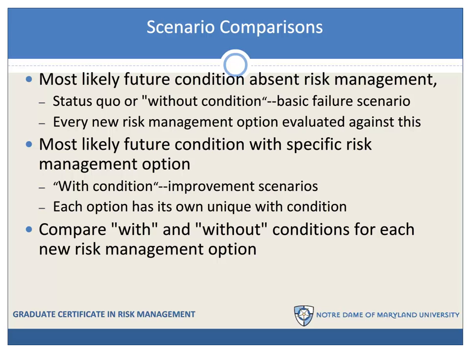There is a most likely future condition with specific risk management options in place, and we would call those futures a with condition. These are improvement scenarios, and there is a with condition for each risk management option that we consider. So for example, if we had 4 different risk management plans that we could implement, we would have 4 different with condition scenarios. Then the idea is to compare the with and without conditions for each new risk management option. Let's illustrate that with a picture.